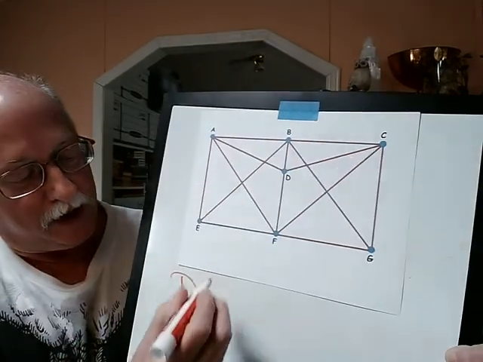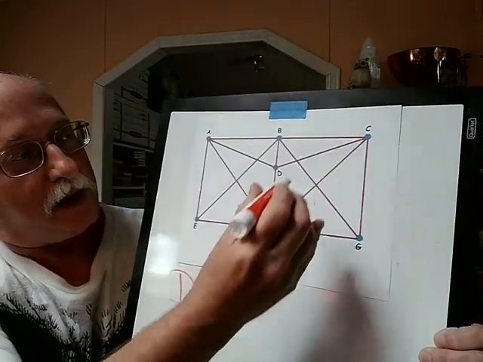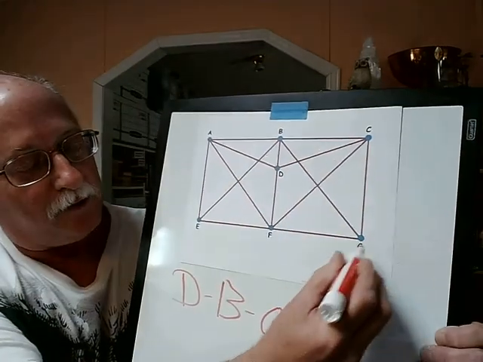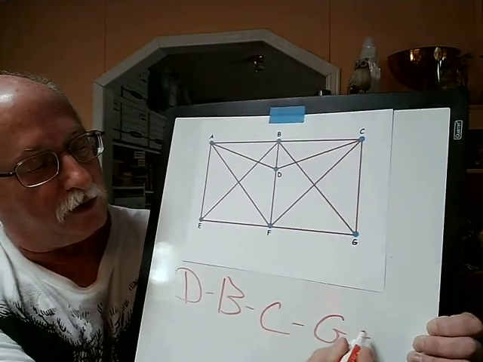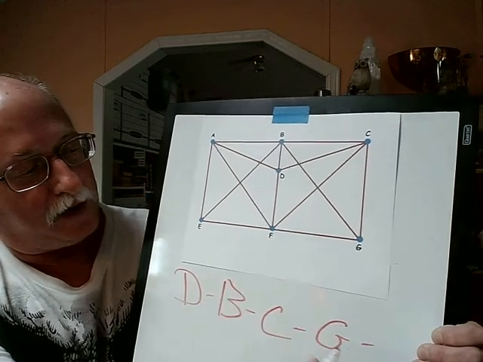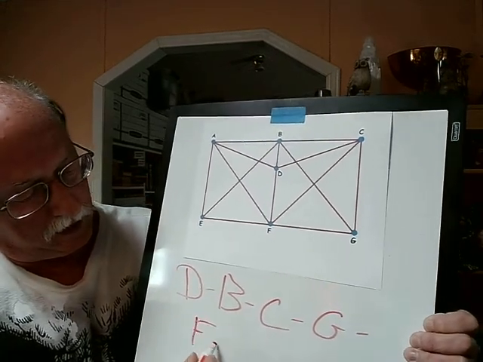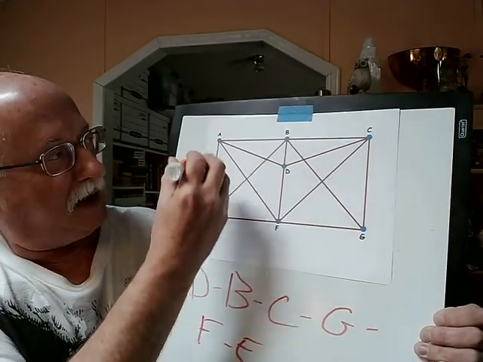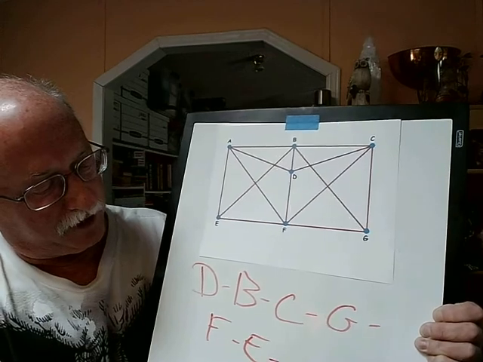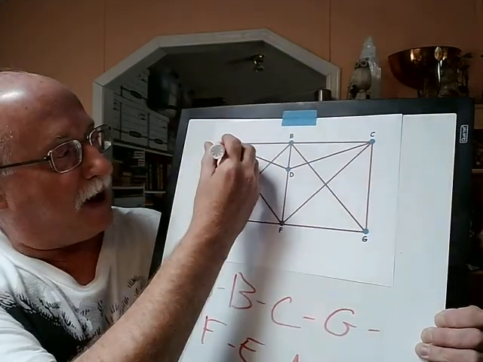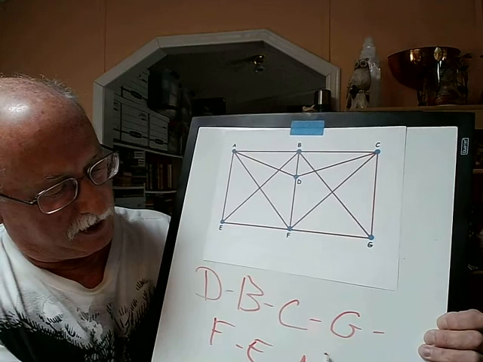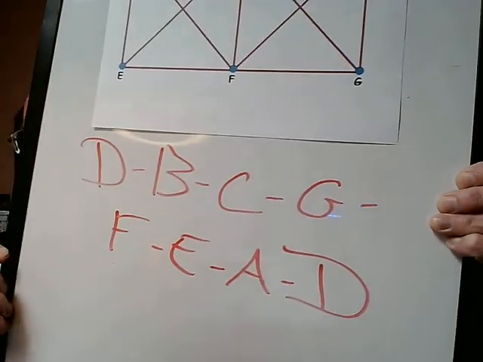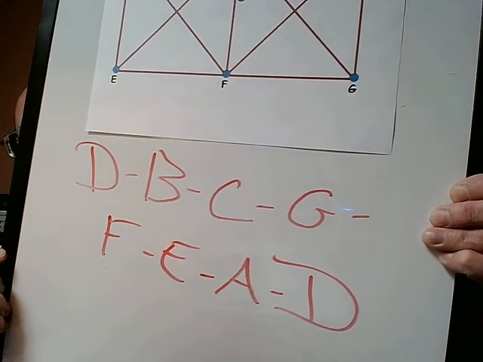I'm going to go up to B. So here we are at B. Let's go over to C, like so. We'll drop down to G. Go to F here. Pick up E. A is the only other vertex that we haven't hit. And from A, I can finish at D. So that's what one of the complete Hamiltonian circuits can look like.